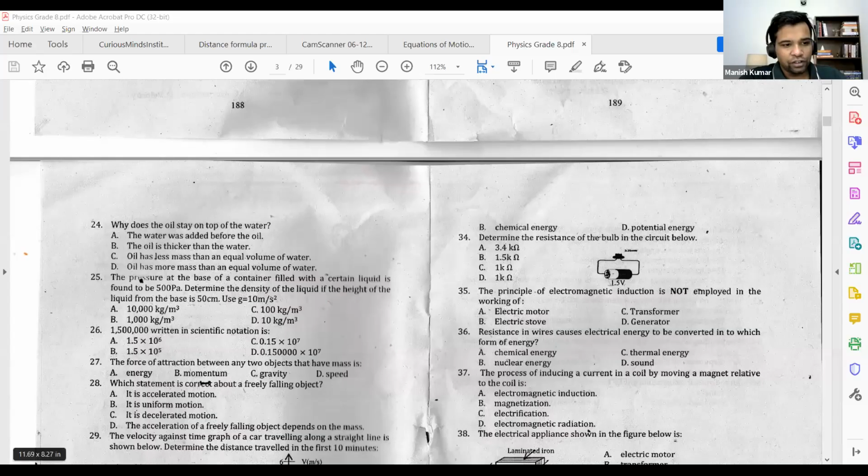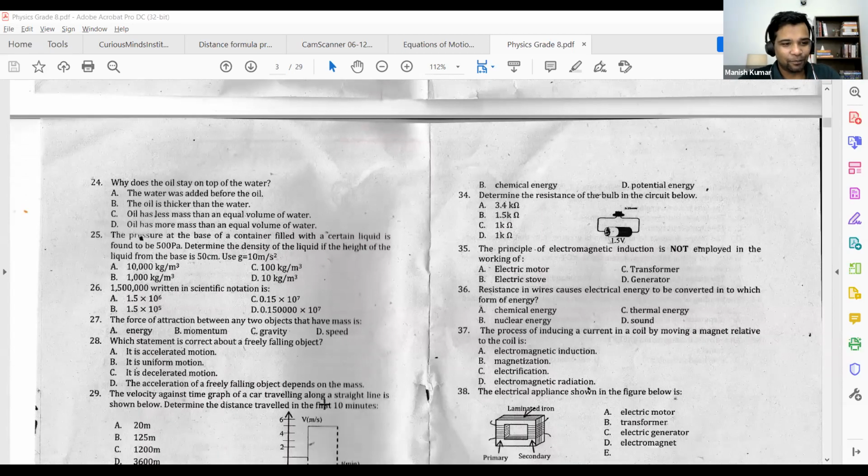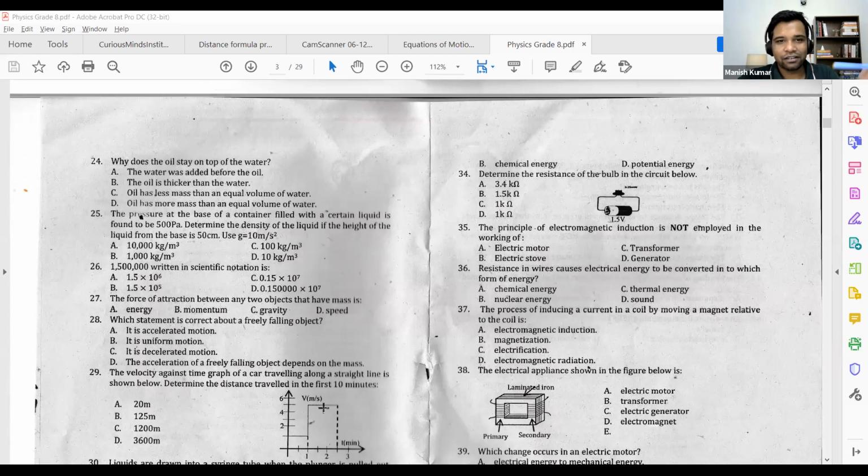All right, let's proceed. Which statement is correct about the freely falling object? 28th question. What is the correct answer now? A. It's an accelerated motion. And D is not correct. The acceleration of a freely falling object depends on the mass is not correct. It does not depend on the mass. For everything, the acceleration due to gravity is 10 meters per second squared.